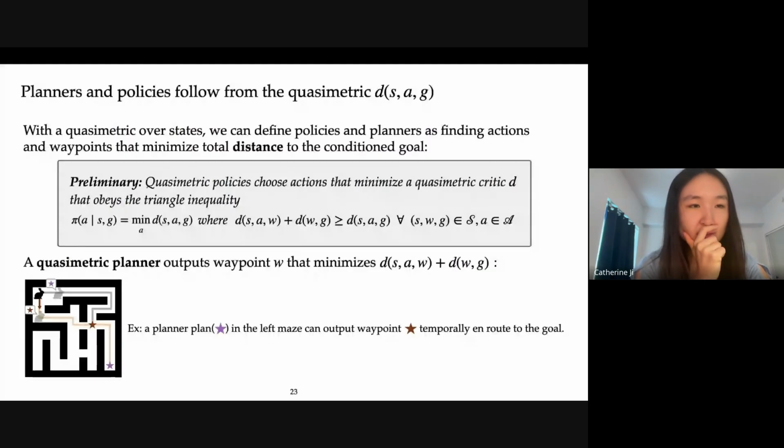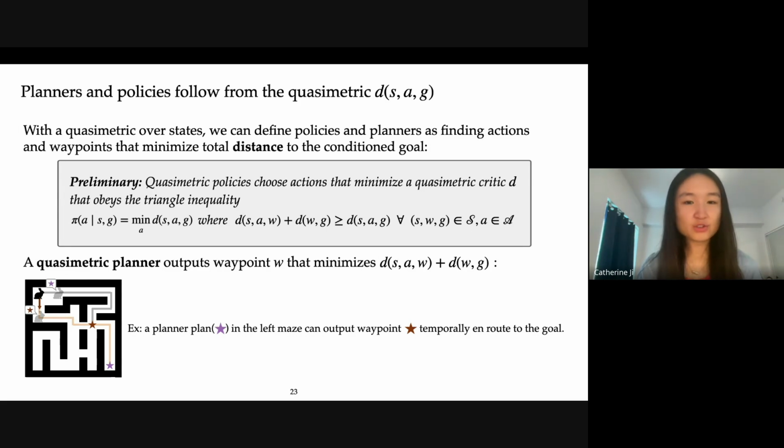So moving on. Given that we have this distance function, our policies and planners naturally fall out. Namely, we can just define our policy as taking an action that minimizes this distance to the goal. And we can define this quasi-metric planner as one that outputs a waypoint W, an intermediate state that is en route to a goal. So again, returning to this maze picture, a planner where you input this really far star in the left maze can output a waypoint brown star that is temporarily en route to the goal.